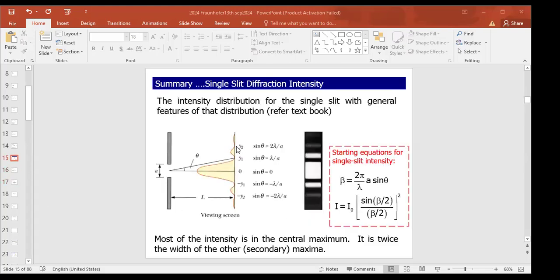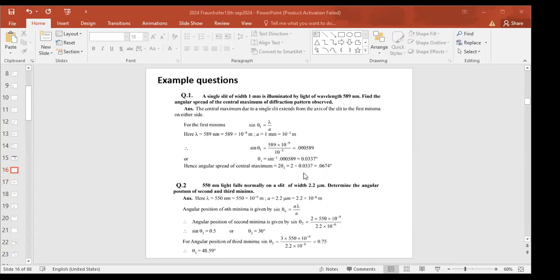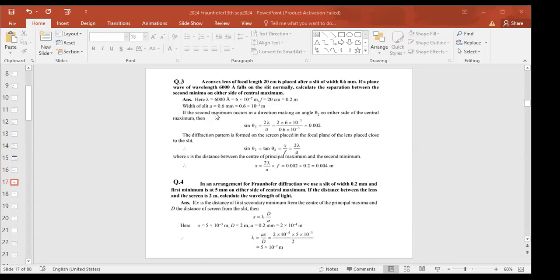The second minimum is this one, so let's say theta 2 is the angle. Here you can find the theta 2 angle, and here again you can find the theta 2 angle. Then you can find the value, like in this one, here the first central one, and now here the second, second minima on either side. So these are the ways you can have the questions, but only the story is different. The equation is the same.